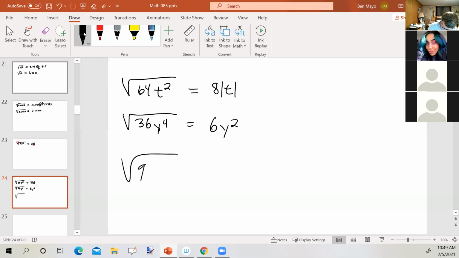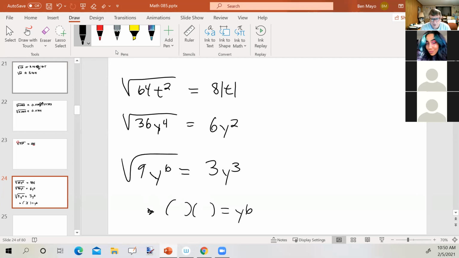Now, what about this? The square root of 9 y to the 6th power. What's the square root of 9? 3. Okay. What's the square root of y to the 6th power? Would it be y to the 3rd? All right, good. Now, do I need absolute value bars around the y to the 3rd power? Yes, I do, because if y is negative, negative cubed would still be negative. And remember, we're still unrestricted. I know this is tricky. Do you see that though?